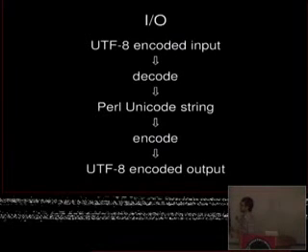So, in general, the flow of your application, assuming that you have UTF-8 input and UTF-8 output, is you have your UTF-8 encoded input, you decode it to a Perl internal string, which is a Unicode string, you encode it, and then you output UTF-8 encoded output. Of course, you may have some different input or output. Just replace whatever your encoding is for your input and desired output here. But this is the general flow: you decode on input, you encode on output.